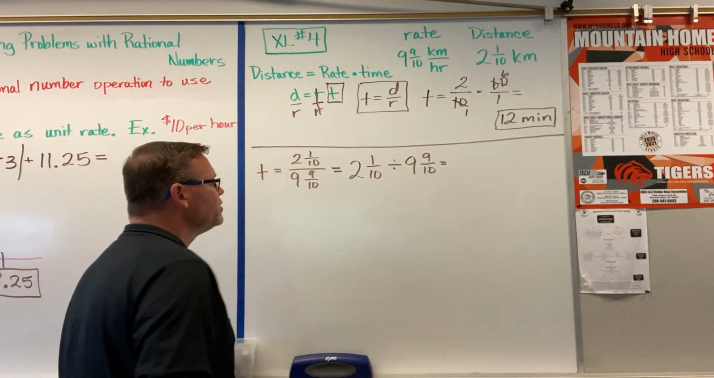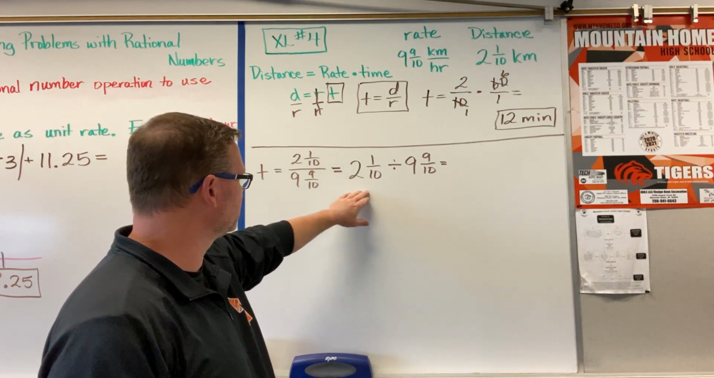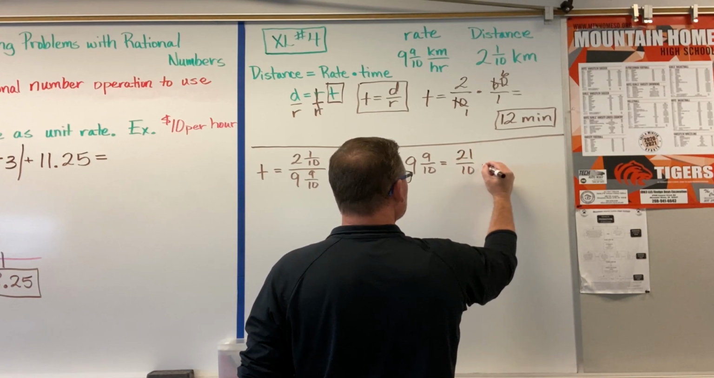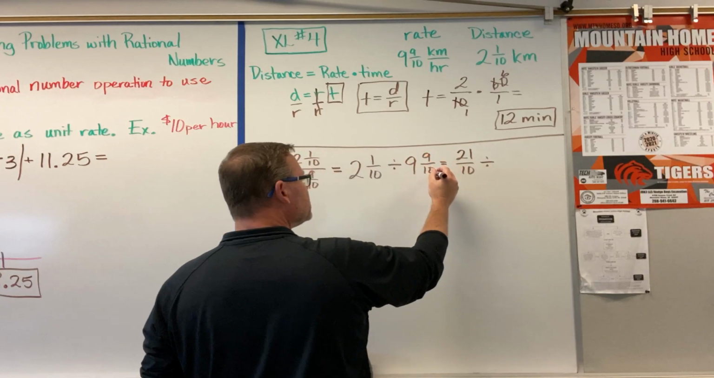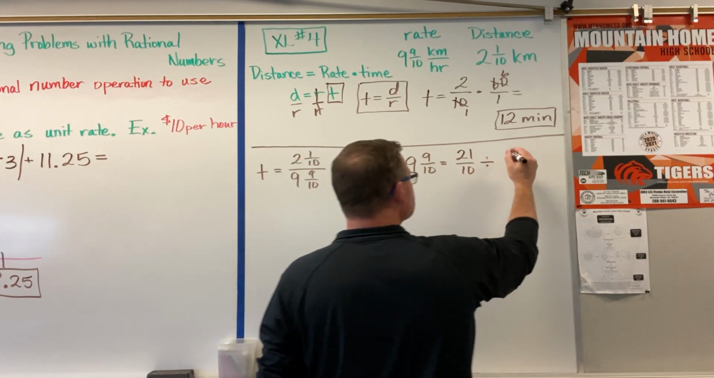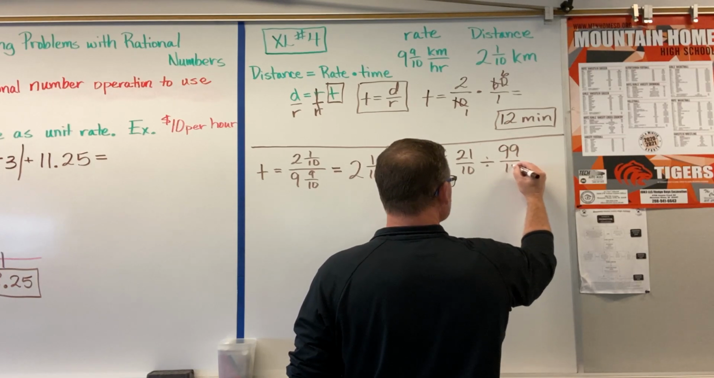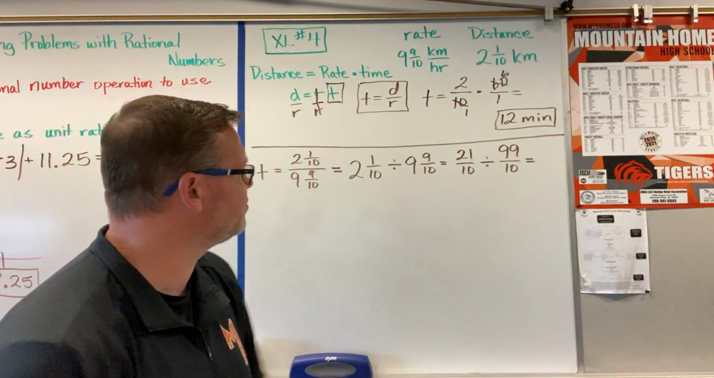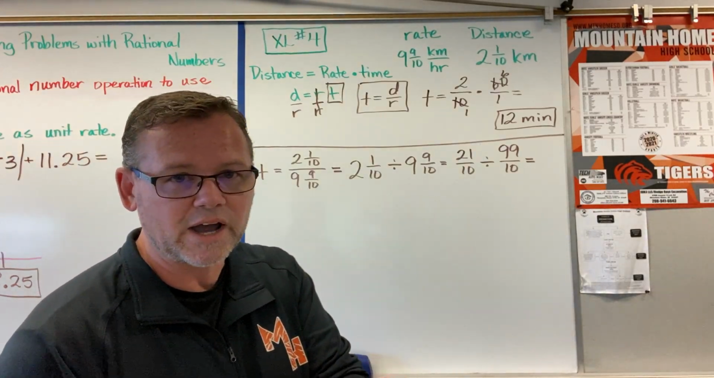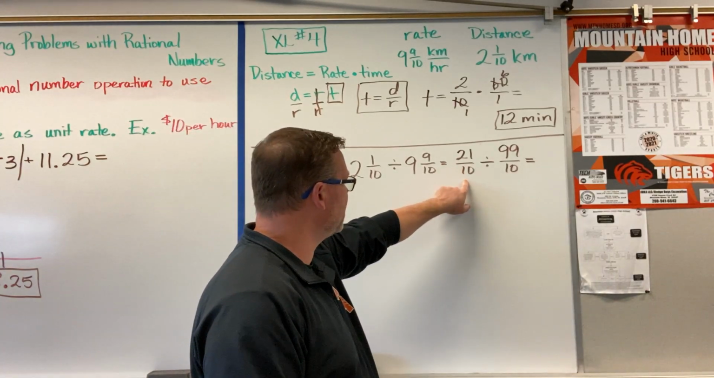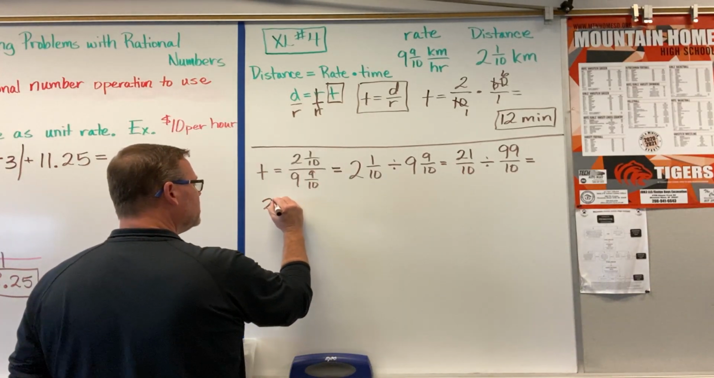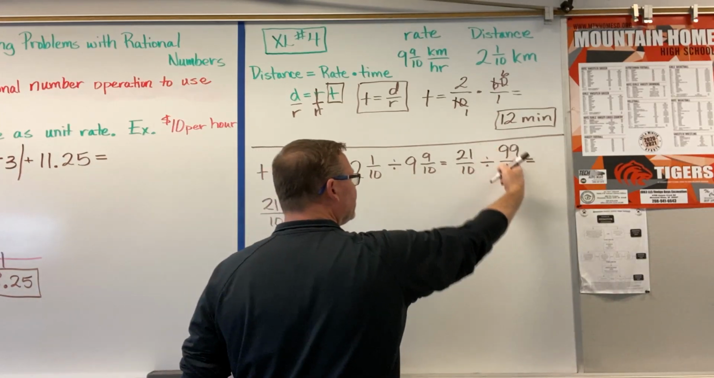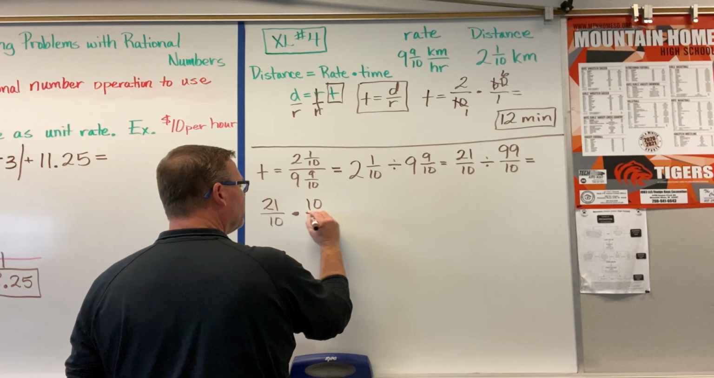Now the first thing I need to do is go through and turn these into improper fractions. Okay, so 2 multiplied by 10 is 20, plus 1 is 21 over 10. And this is divided by 9 times 10 is 90, plus 9 is 99 tenths. Now here's the other part. We don't divide fractions. We multiply fractions by the reciprocal. This may have been learned last year as keep, change, flip. I keep this the same, so 21 over 10. I change the division sign to multiplication, and then I flip this, the reciprocal, 10 over 99.